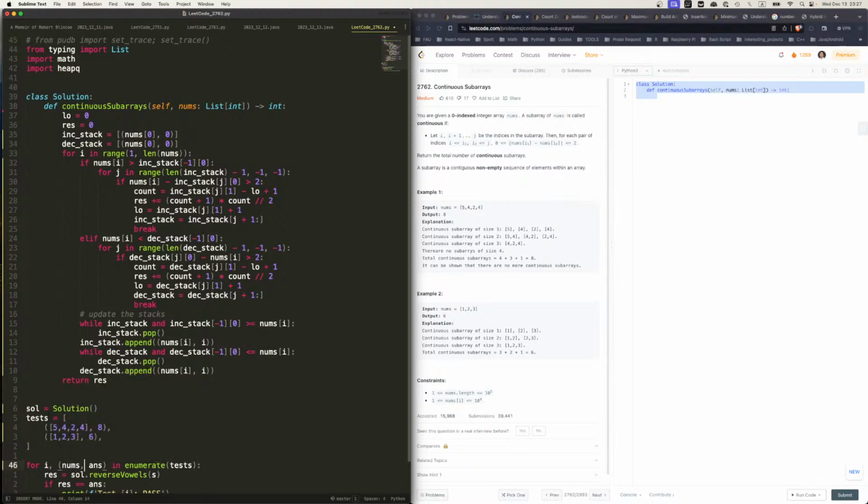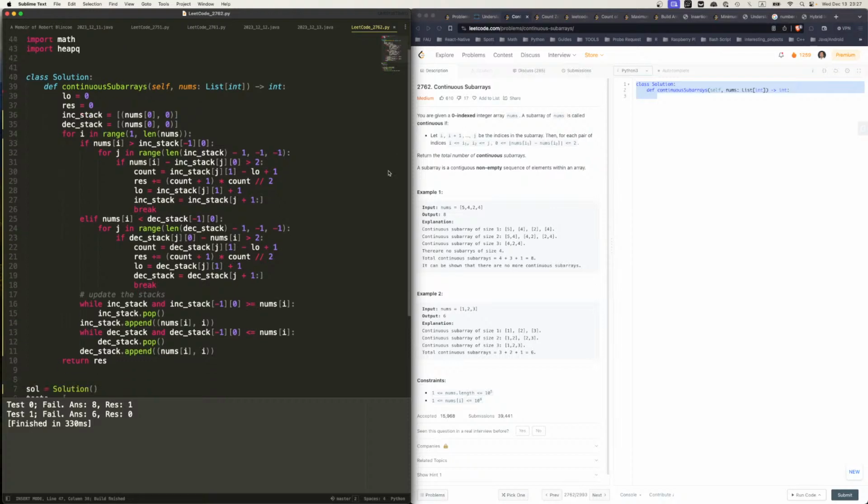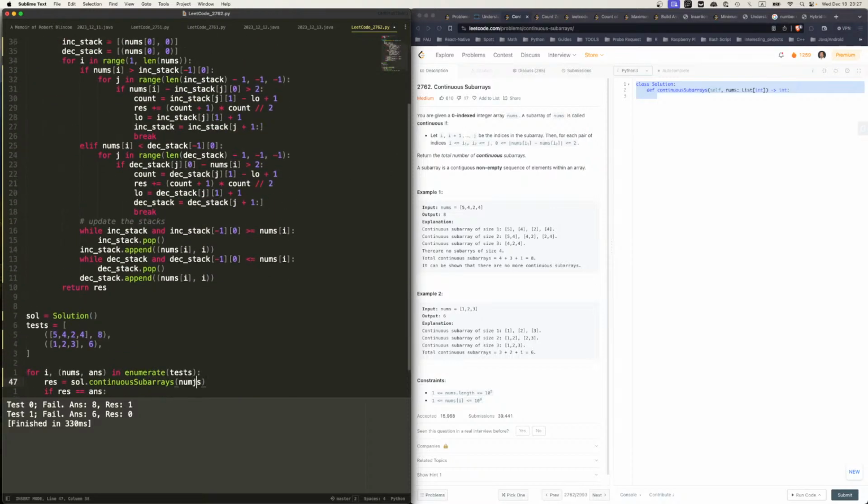Now we have nums, right? This is continuous subarray, and then this is nums. Is that right? Oh my goodness, that was terrible. All right, let's figure it out. Maybe we try the second one. I don't know why the second one is not right. Oh, because I didn't do it after we go through everybody. Ah, that's right. Once we get out.